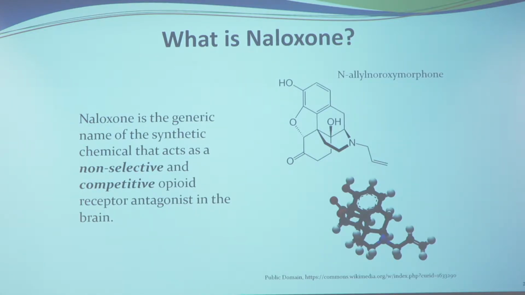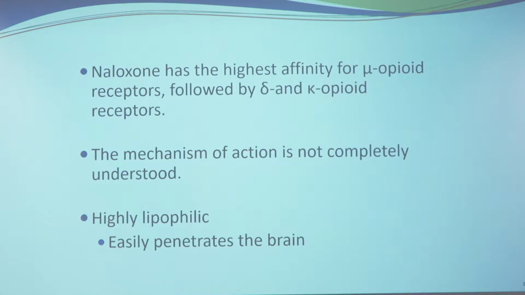Now, it is non-selective, but it does have preferences. So you've got three basic opioid receptors in your brain: the mu, the kappa, and the delta. And naloxone really likes the mu receptors the most. So that's the one it's going to go to first, but it's going to hit all of them, delta and kappa as well. So that's just something to keep in mind. As with a lot of drugs, the mechanism of action isn't really fully understood. They know it works. They can't exactly pinpoint how it works, but they know this is the general idea.